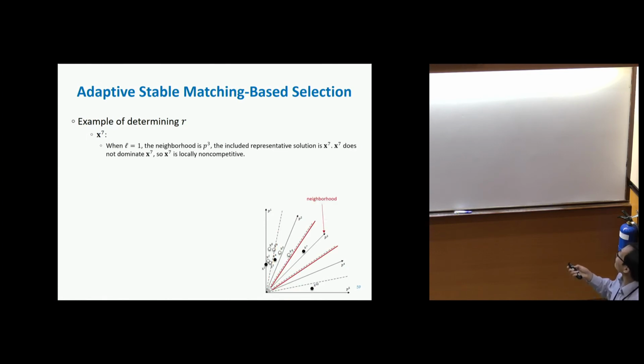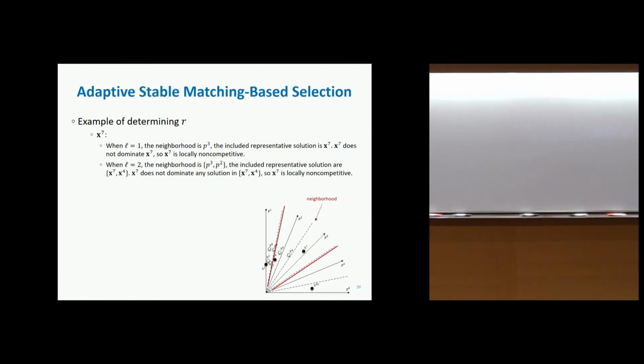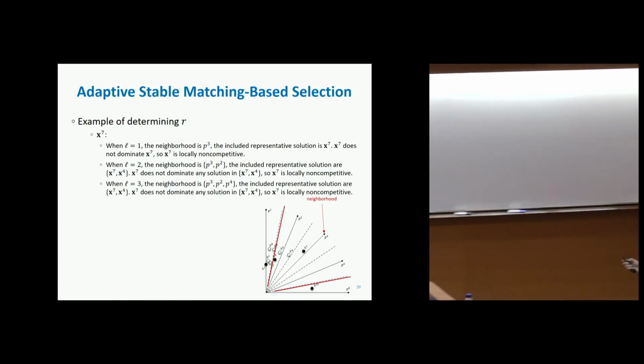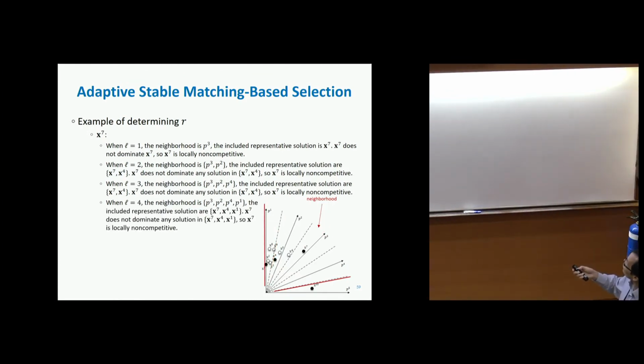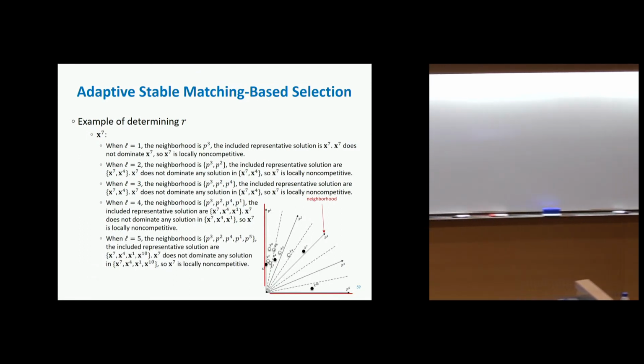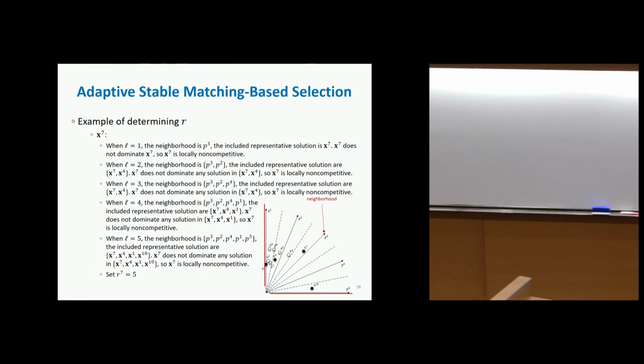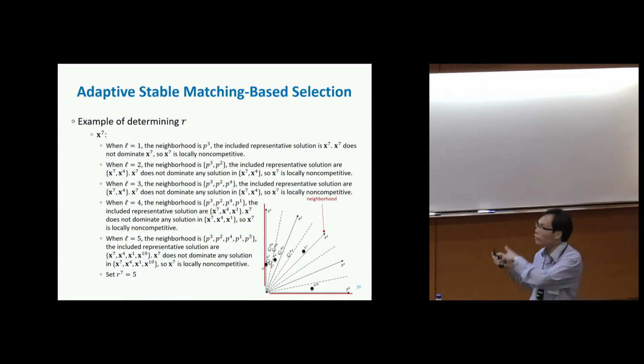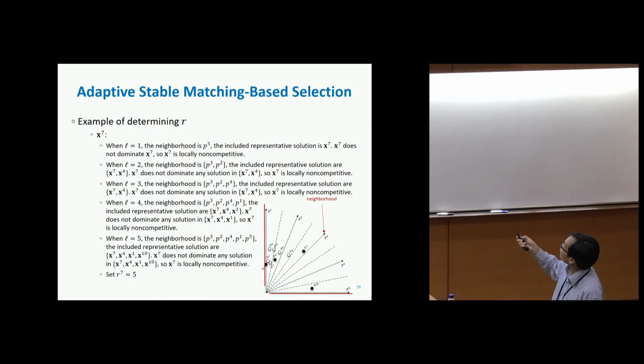For x7, we will see that x7 is locally non-competitive because we have x1 and x4. So we increase the populations. So we have x7, x4, x7, so it's non-competitive. So then we increase it, 2, 3, 4. So x7 is still no good, etc. So x7 is no good all the way. So R becomes 5. So based on this kind of mechanism, I am able to set the list of R adaptively, depending on the conditions of the population as well as the chromosome.